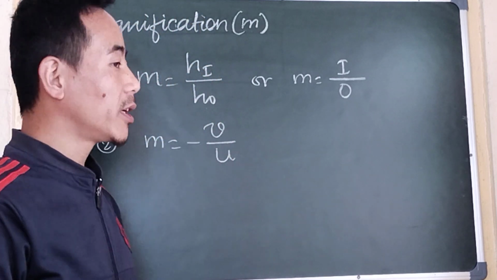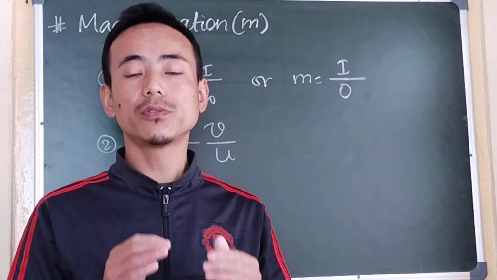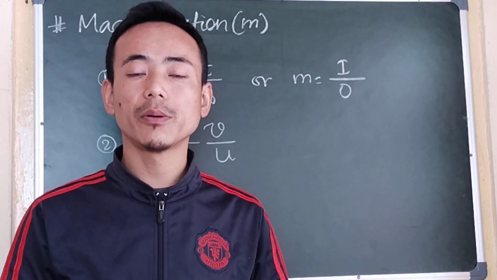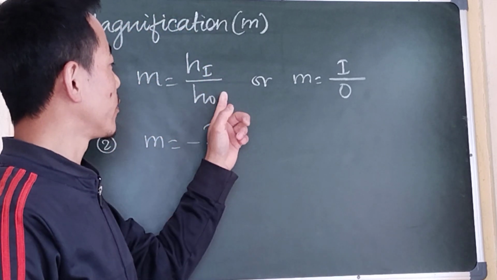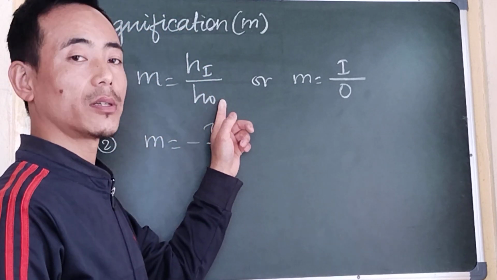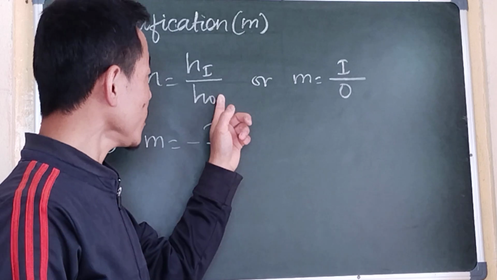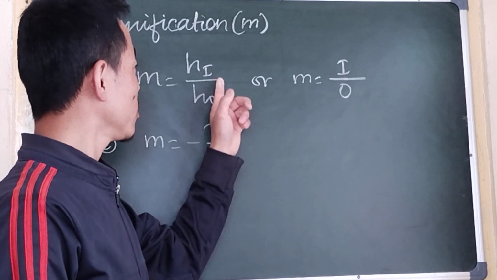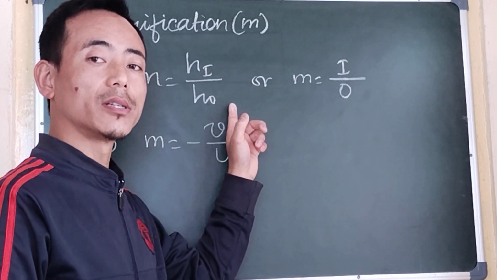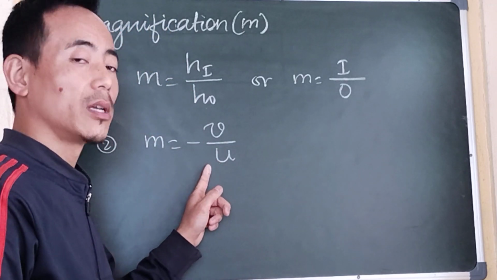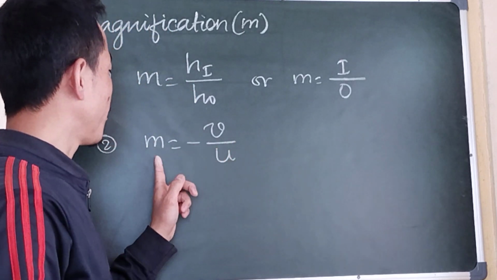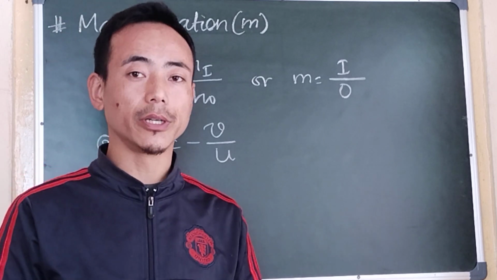Now since magnification is the ratio of two similar terms, the thing that you have to remember is it does not have any unit. Height of the image, height of the object. So ratio of the same terms or same quantity. So the ratio unit gets cancelled. So it does not have any unit. Similarly here, image distance, object distance. So the unit gets cancelled. So magnification does not have any unit.